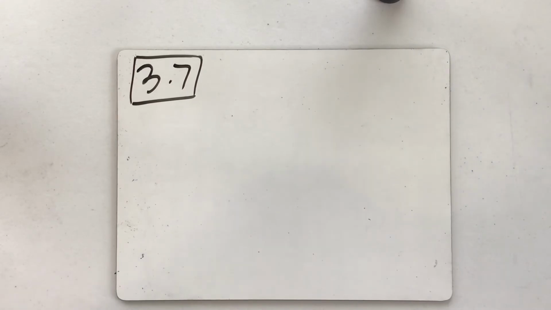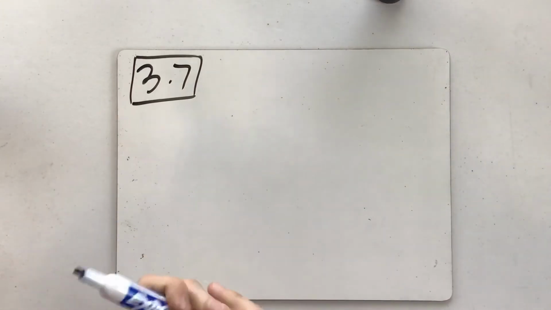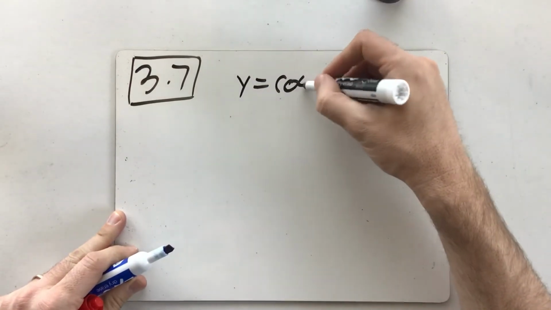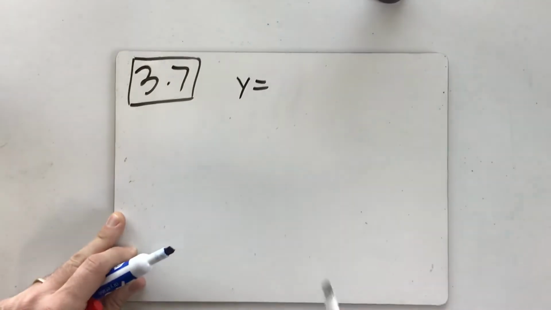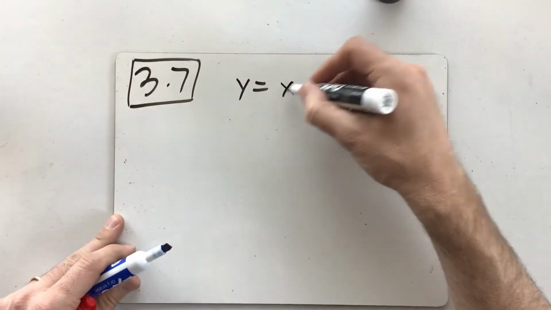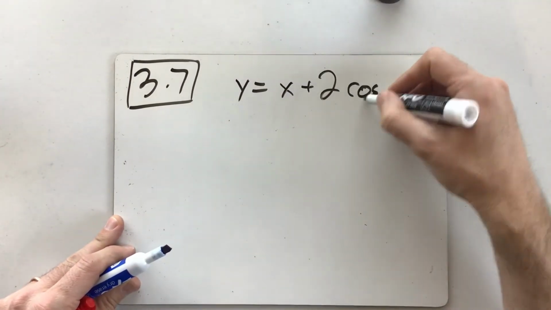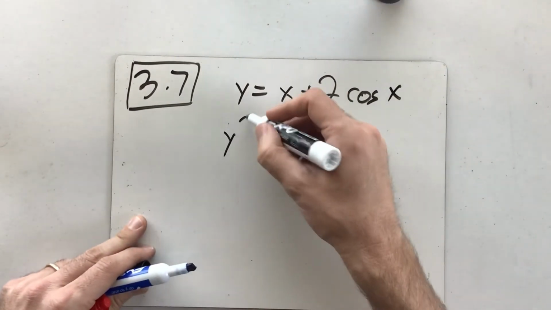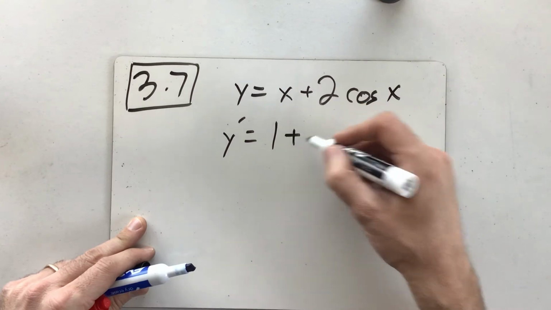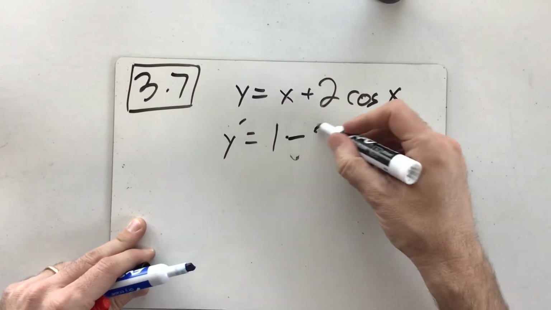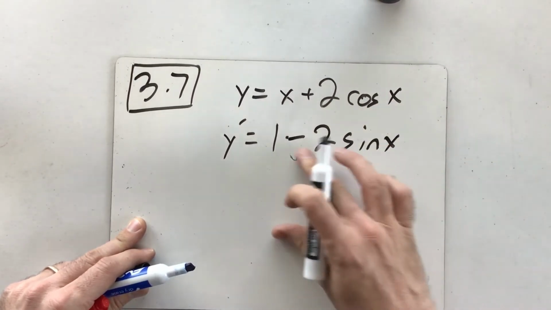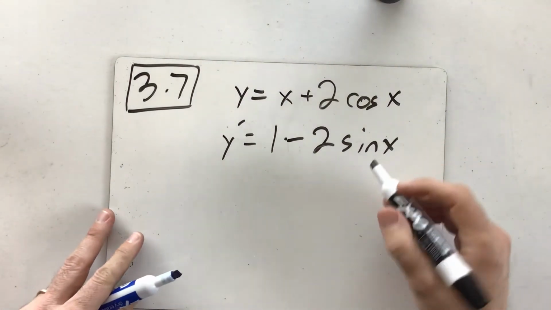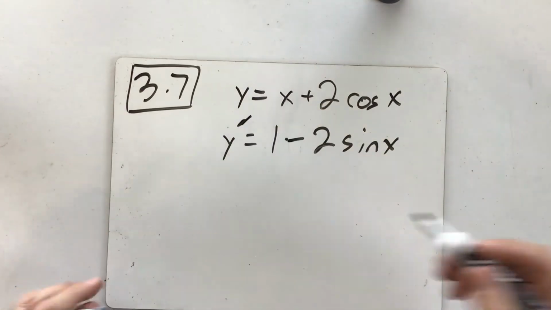We're doing this trig problem, and so our function is y equals x plus 2 cosine of x. And so we take this derivative and we get 1 minus 2 sine of x. If this function looks familiar, it's because this is the one we did on the 5.1 video, so we've seen this before. And now we're looking for critical points.